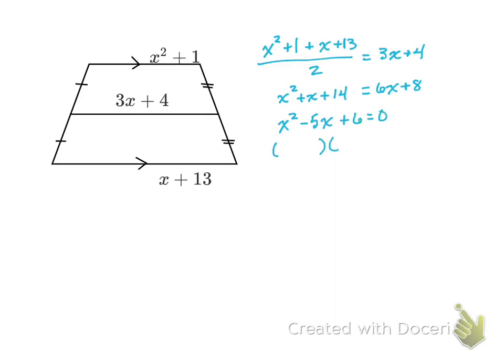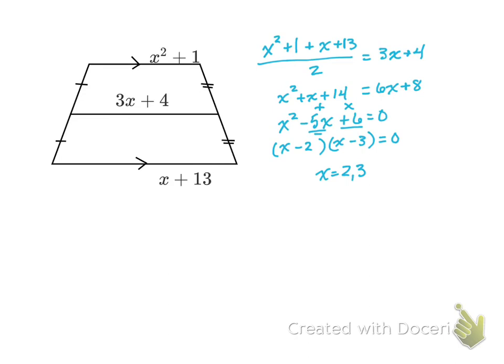We're asking here what multiplies to 6 and adds to negative 5. And this is still equal to 0. x must be negative 2 and negative 3. So x equals 2 and 3.